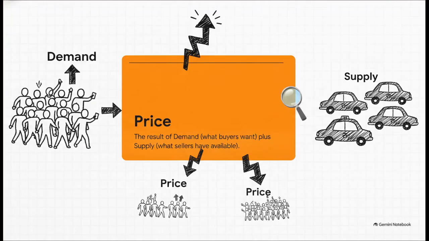You see, the core of all these crazy price changes really just boils down to a super simple equation. Price is simply the result of demand, which is what people actually want to buy, interacting with supply, which is what sellers actually have available.